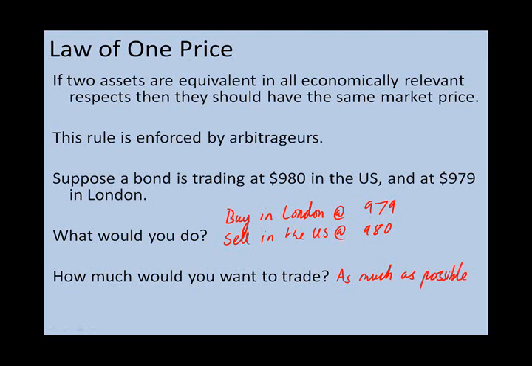Now what's going to happen if you trade as much as you can, and other people also trade as much as they can? Well, we're going to see that prices respond very quickly. In London, everyone is going to be buying the bond. So we've got high demand. What's going to happen to the price in London as a result? Well, the price in London is going to go up. What about in the US? There's going to be lots of selling in the US, and that's going to push down the prices in the US. And in equilibrium, the prices will be the same both in London and the US.